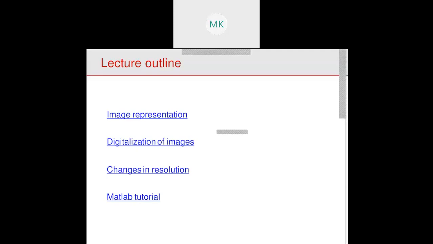First, what is the first step? Is anyone from the students? You can unmute and tell the answer. Yes, you can unmute yourself and give the answer.